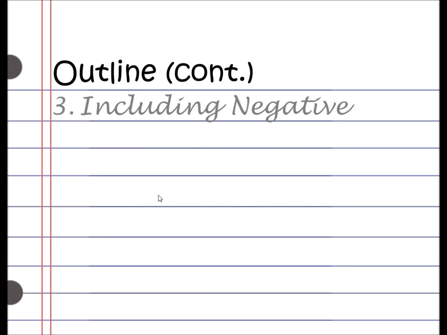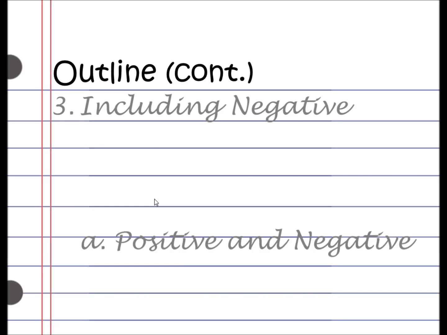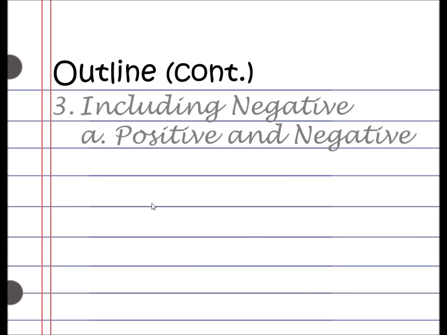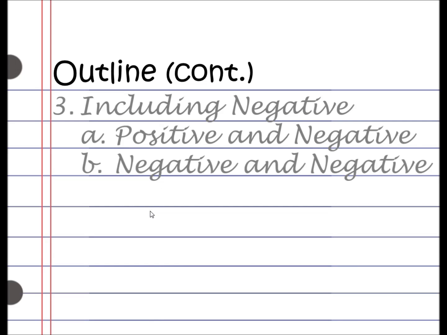Then I'll be going over the cases in which you include negative numbers. I'll be talking about when you have a positive number and a negative number, and when you have a negative number and another negative number. Then I'll talk about when you include 0, because 0 is neither positive nor negative.